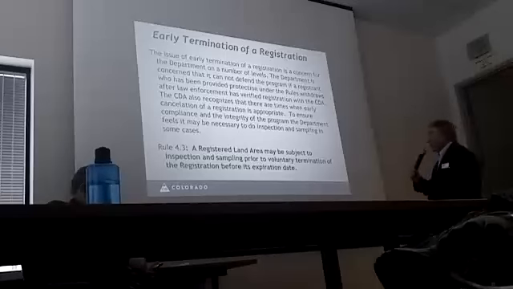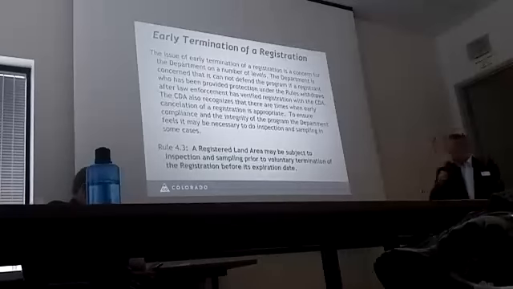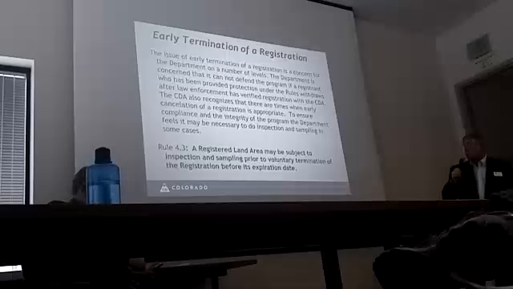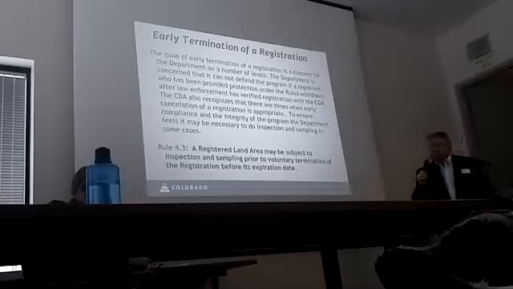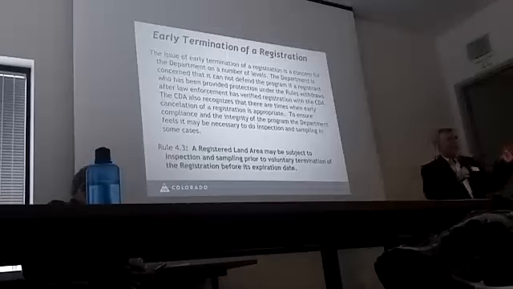So 4.3: a registered land area may be subject to inspection and sampling prior to voluntary termination of a registration before its expiration date. May.